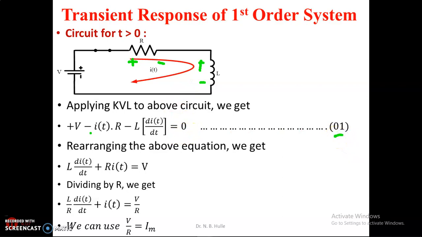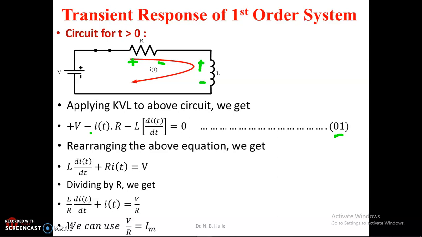This will be our equation number 1. Now here we will readjust the terms in the equation and we will find out its integration, and finally we are able to find out the expression for the current flowing through the circuit for t greater than 0, means we are able to find out the transient response of the system as far as the current is concerned.